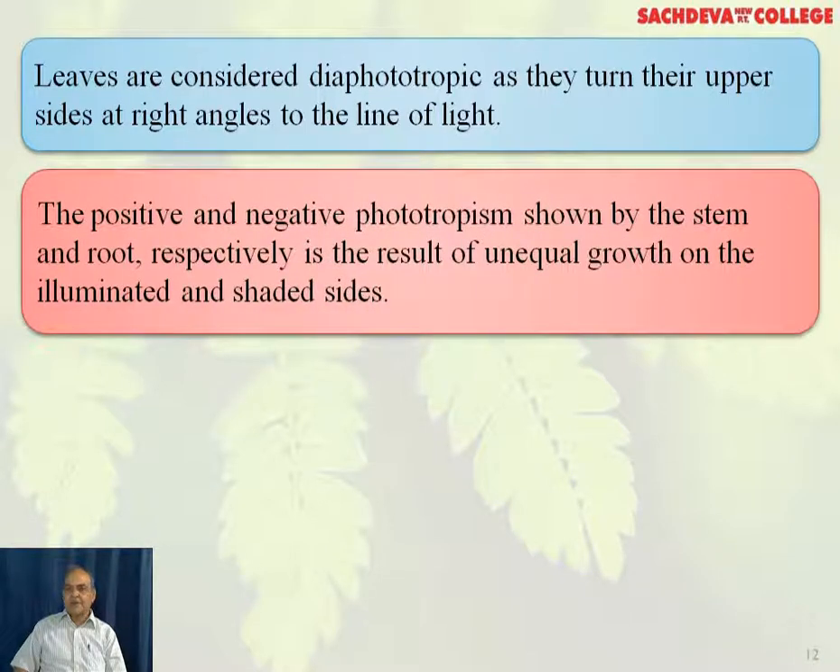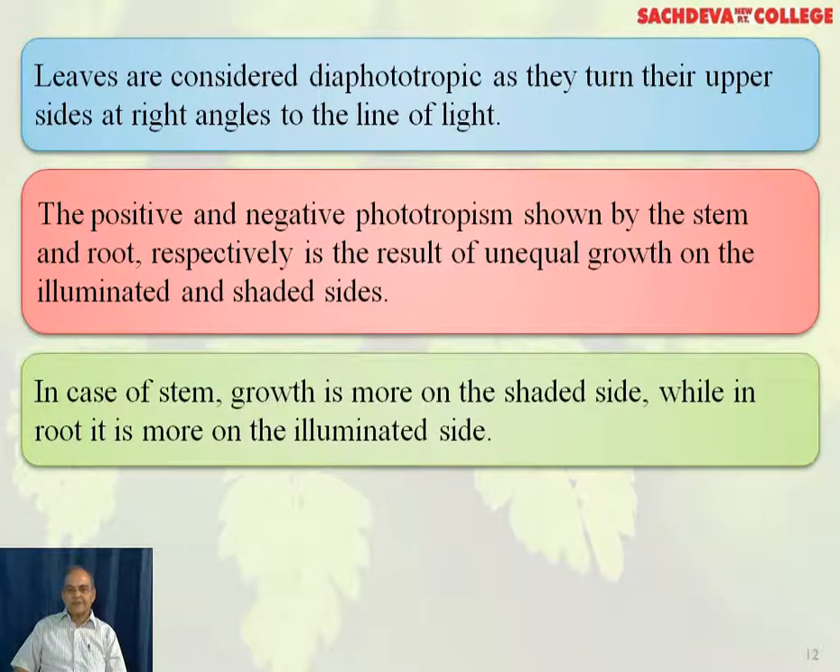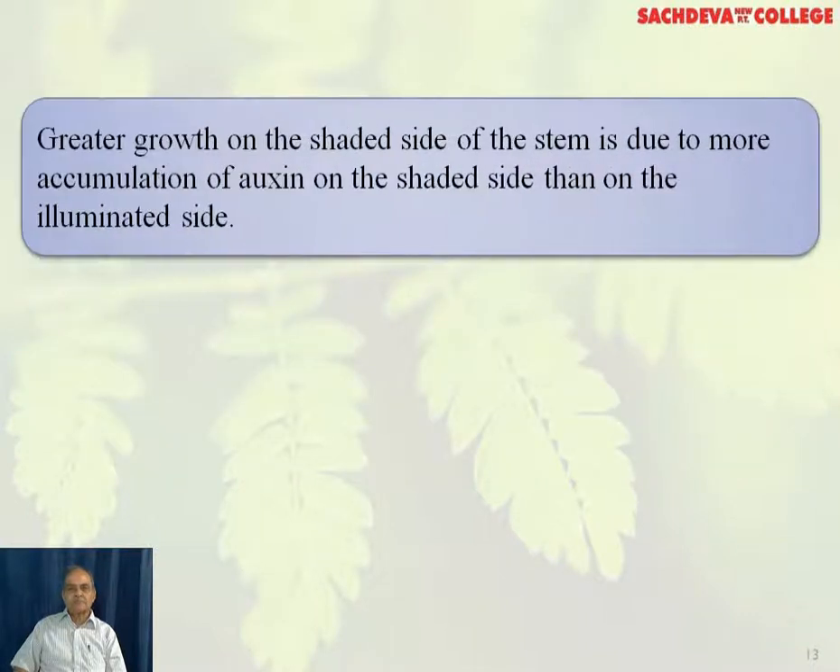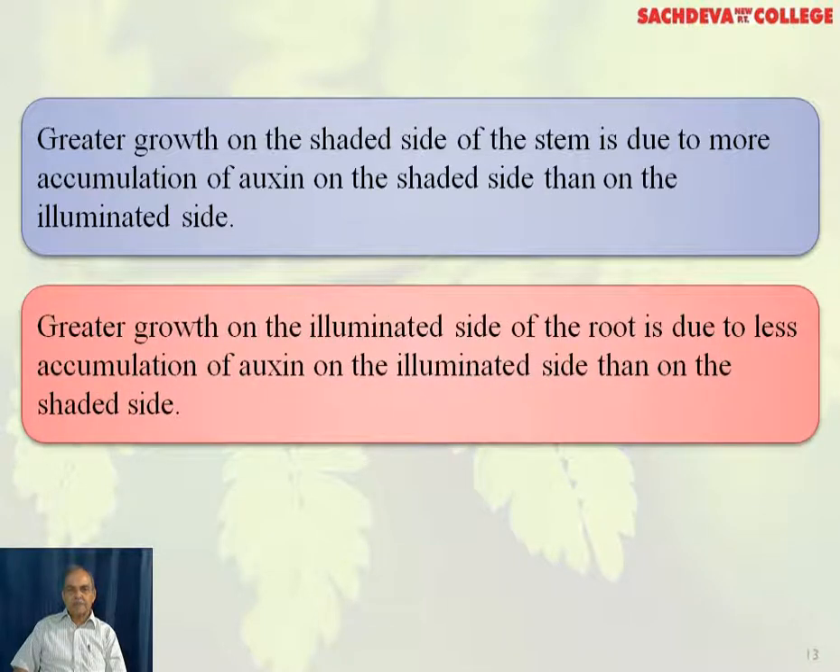The positive and negative phototropism shown by the stem and root, respectively, is the result of unequal growth on the illuminated and shaded sides. In case of a stem, growth is more on the shaded side, while in the root, it is more on the illuminated side. Greater growth on the shaded side of the stem is due to more accumulation of auxin on the shaded side than on the illuminated side. Greater growth on the illuminated side of the root is due to less accumulation of auxin on the illuminated side than on the shaded side.